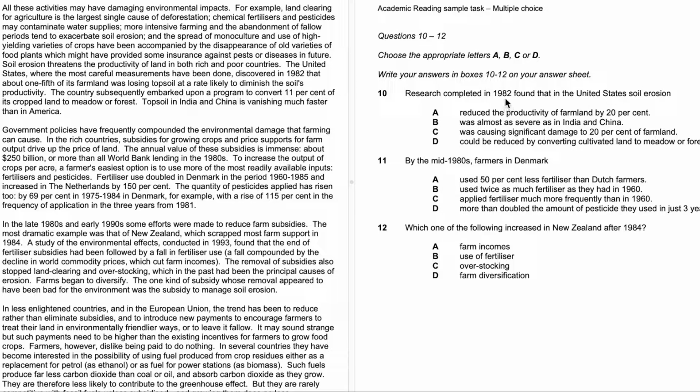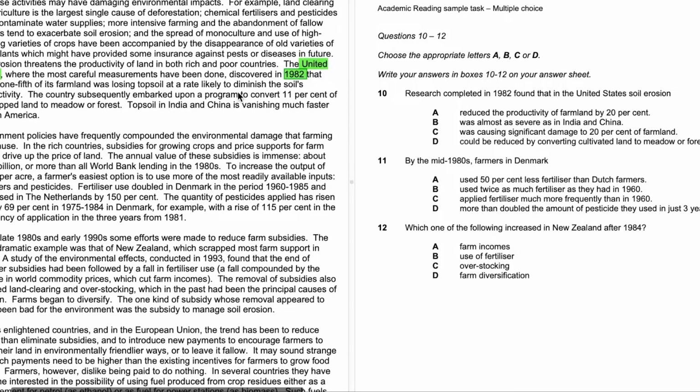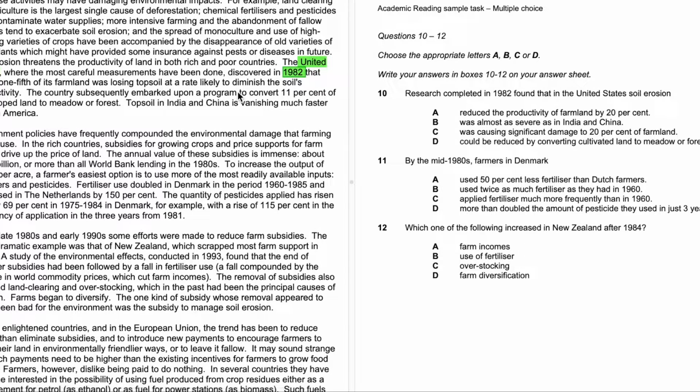So our main keywords are going to be here 1984 and the United States. So in the text we're gonna find any information about United States. Here we're gonna highlight mentioning about United States and about the year, which is 1984. So let's read this sentence. The United States, where the most careful measurements have been done, discovered in 1984 that about 1/5 of its farmland was losing topsoil at rates likely to diminish the soil's productivity. So they were saying 1/5, which is 20% of the farmland was damaged.